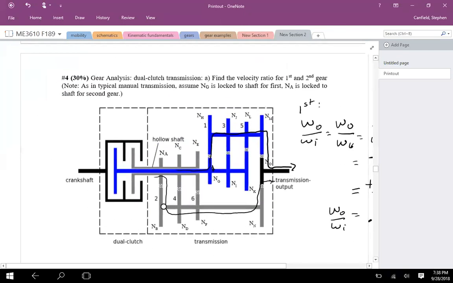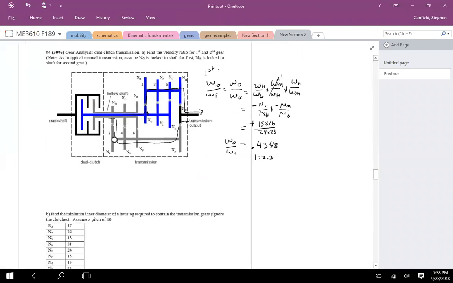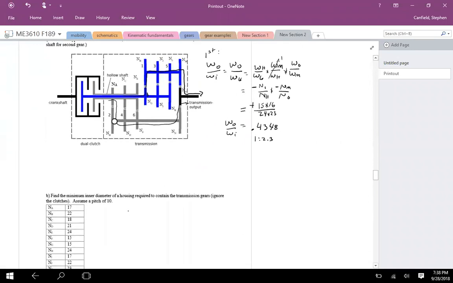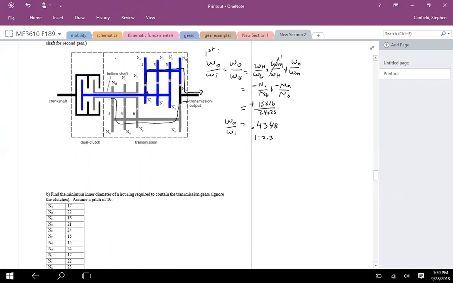It asked me to, oops, sorry, I'm moving around. Find the minimum diameter of this housing required to contain the transmission gears. Ignore the clutches. Assume the pitch of 10. Okay, so I need the minimum diameter. That means I need to find the tallest gear on this side and the tallest gear on that side. Look, they're all lined up, so I just need the tallest gear. So I need this distance here.